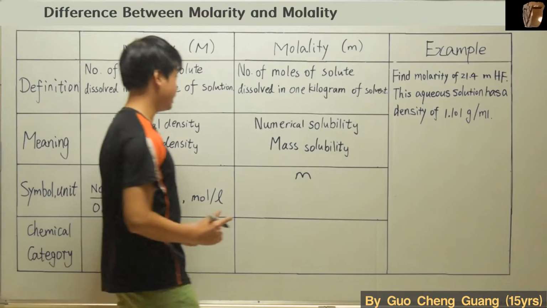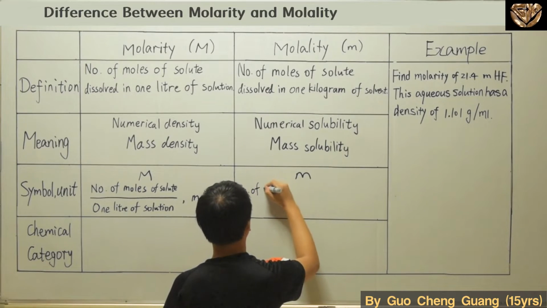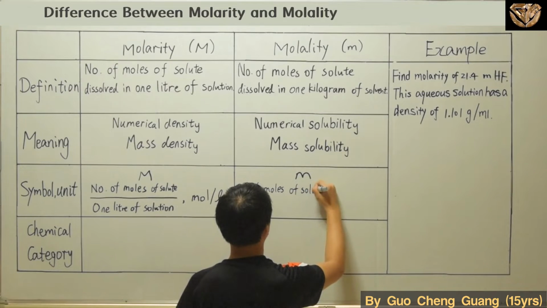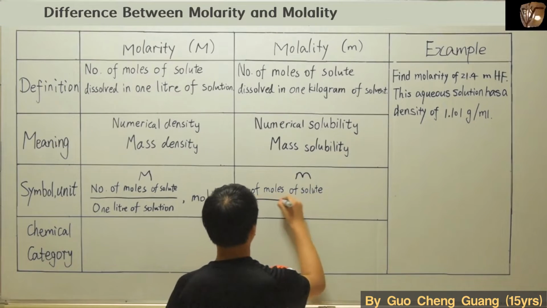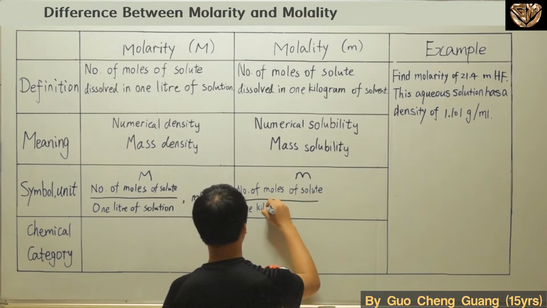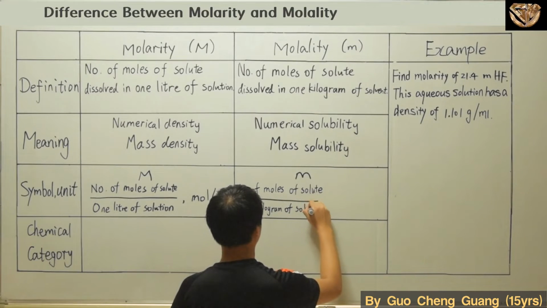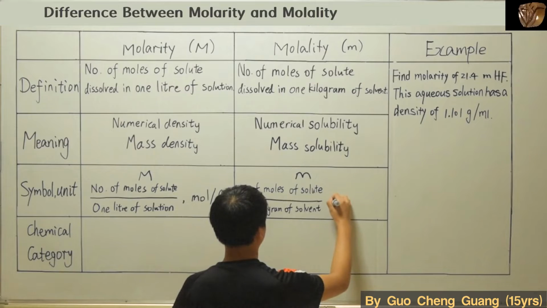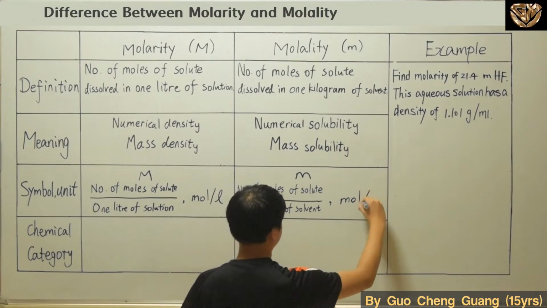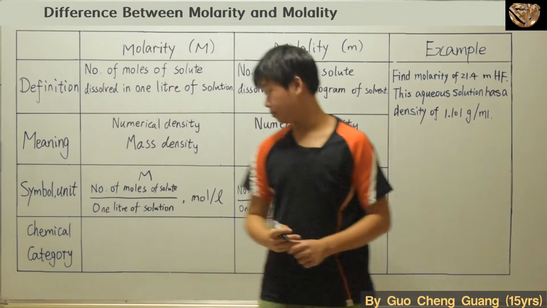While for molality, this is the number of moles of solute divided by 1 kilogram of solvent, which can be mole per kilogram, or you could just represent it as a small m.